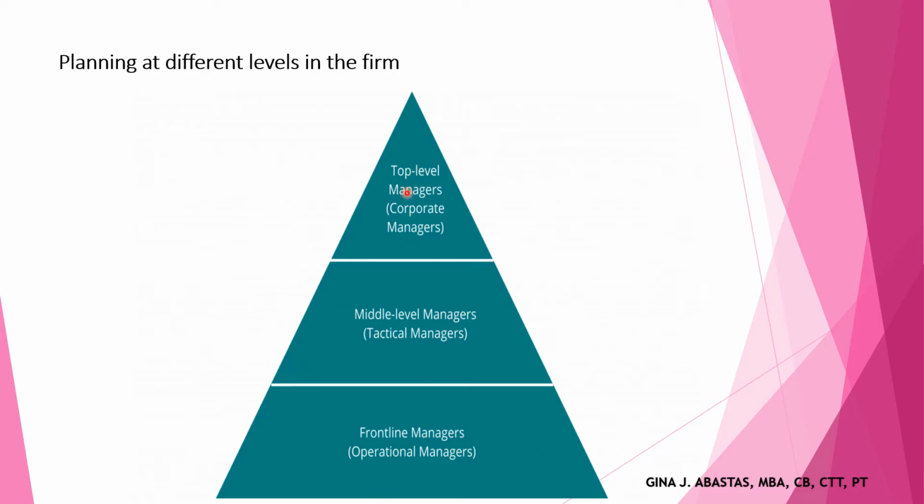Okay? So for the top level managers, these are the chairperson, the board of directors, the president, the CEO, the CFO, the COO, the vice president, and corporate head. So these managers are responsible for controlling and overseeing the entire organization. So they are the ones who lead the firm, and they play a significant role in the mobilization of outside resources.